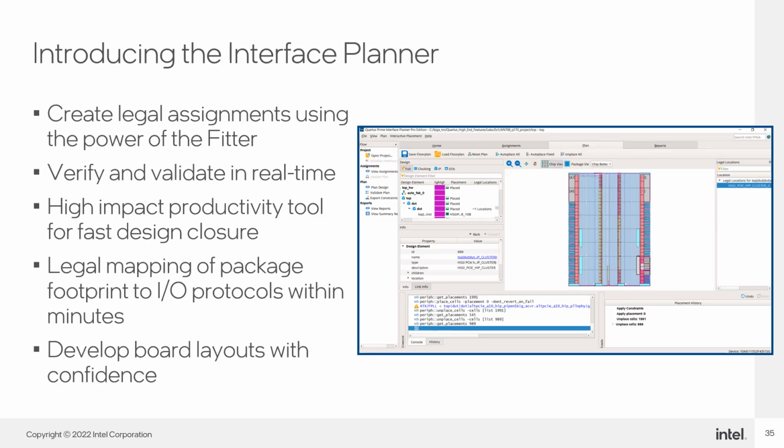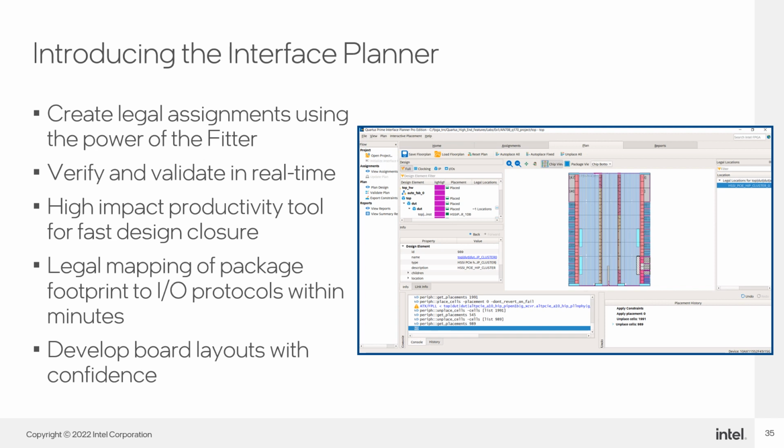The tool to use to meet these needs of placing complex I/O interfaces following all required placement rules is the Interface Planner. Interface Planner allows you to create legal assignments graphically using the power of the Quartus Prime Fitter. Interface Planner works with the fitter to verify and validate design element assignments in real time, giving you the ability to create and complete your I/O floor plan in minutes instead of days.